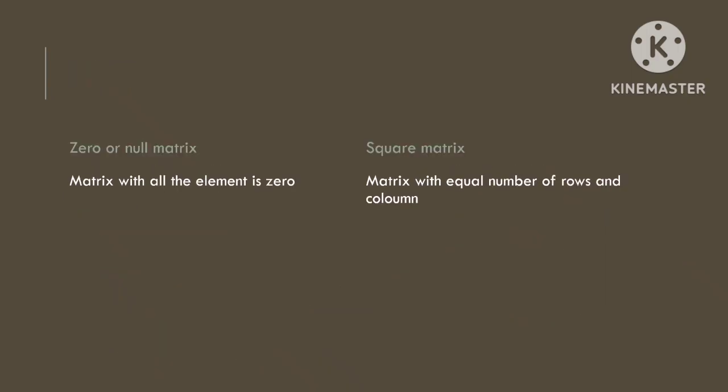Next, zero or null matrix. It means the elements in this matrix are zero. Example, here a matrix is there, but all the elements present in this matrix are zero. For example, another matrix. How many elements are there? That should be 0. This is called a 0 or null matrix. This matrix we can represent by O. Clear?